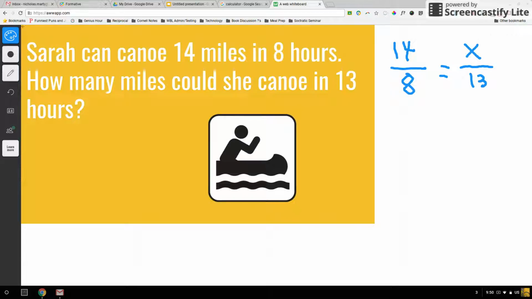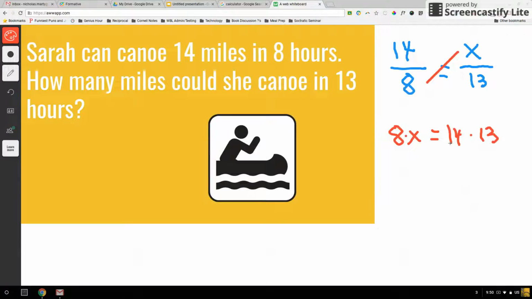So now we're going to use cross multiplying to help us out. So I'm going to draw a line. 8 and the x are together. 8x equals 14 times 13. All right, we have 8 times x, and I can even put that little dot in there, equals 14 times 13. Now our goal is to get x all by itself.